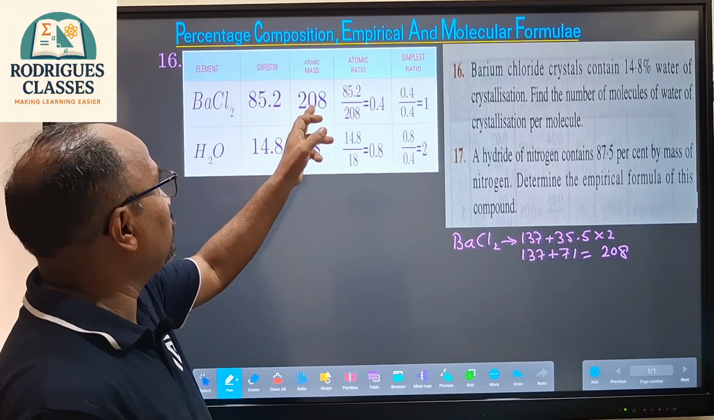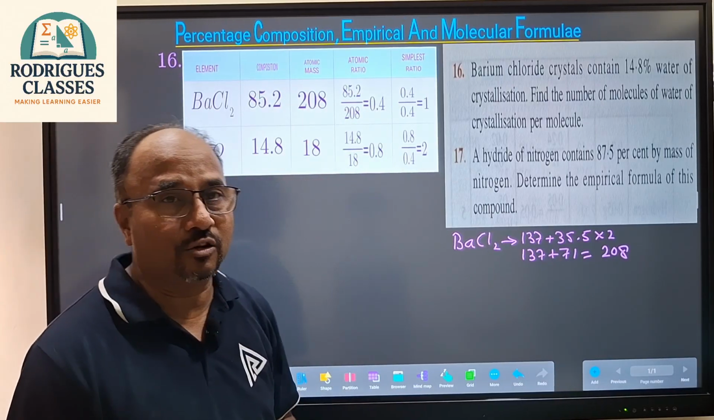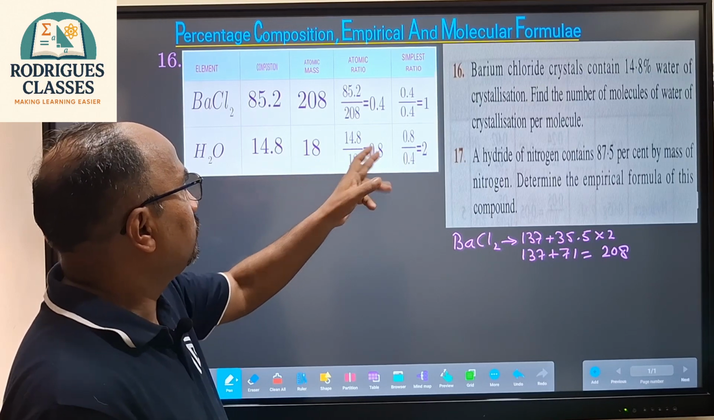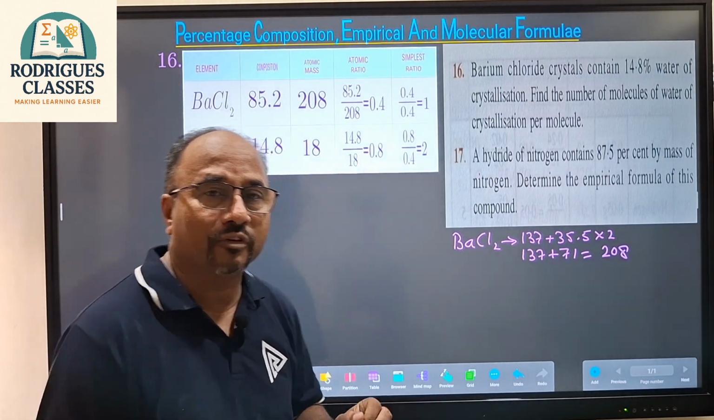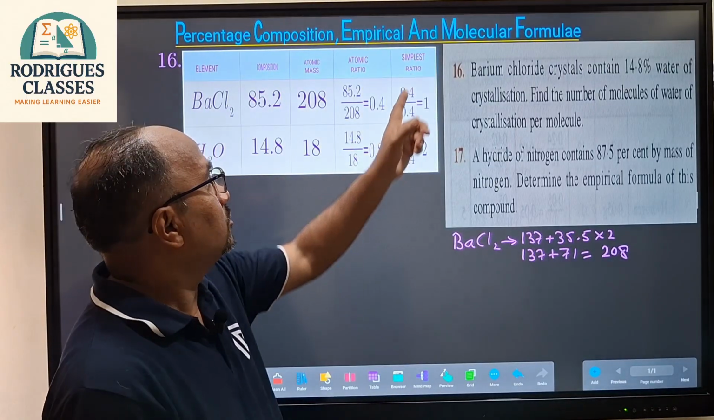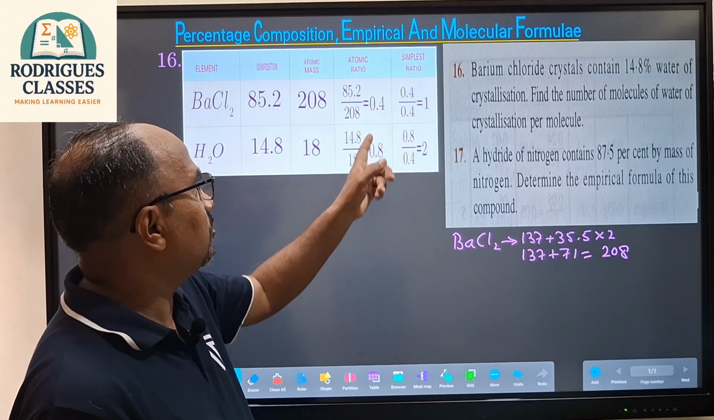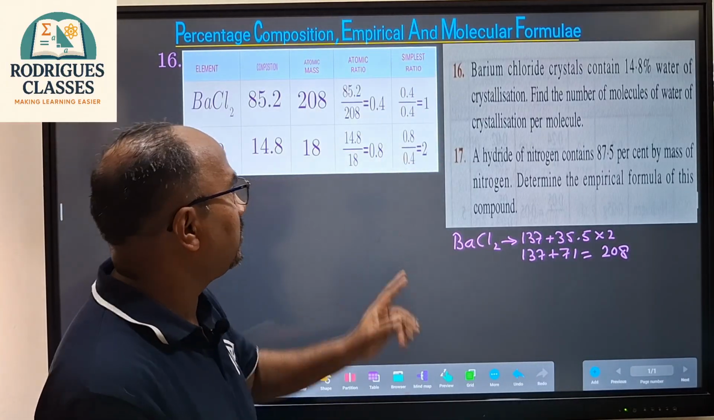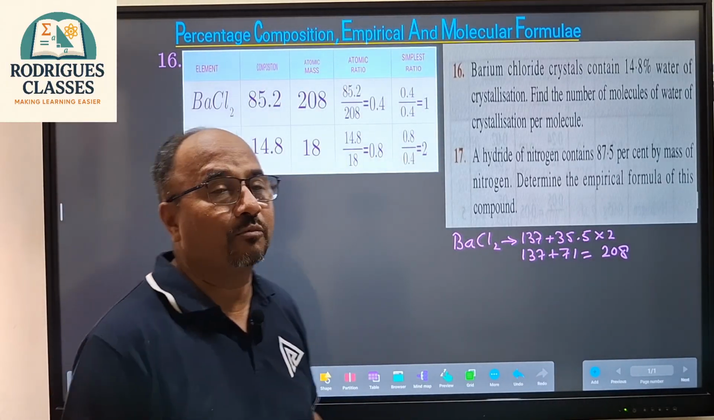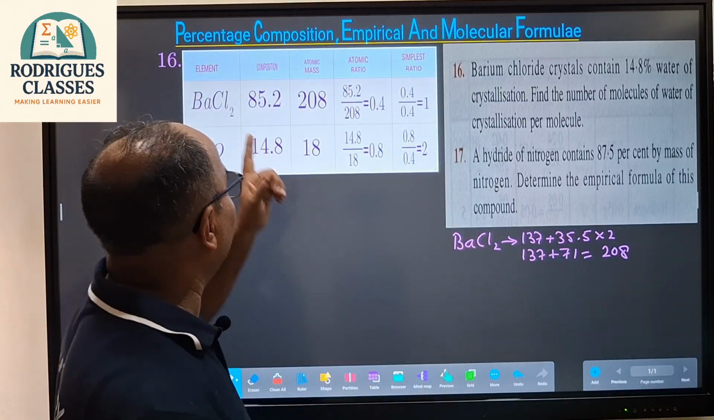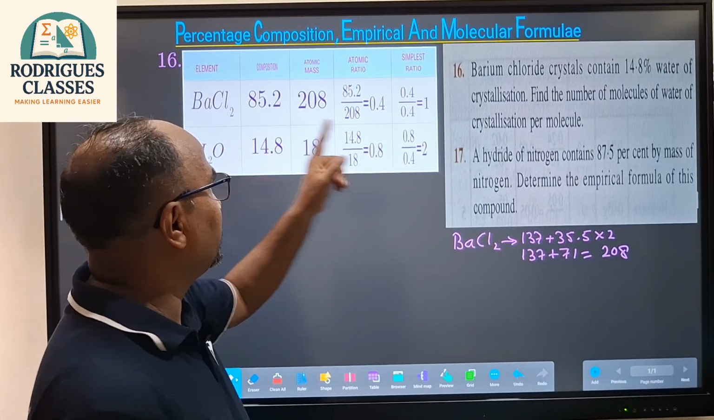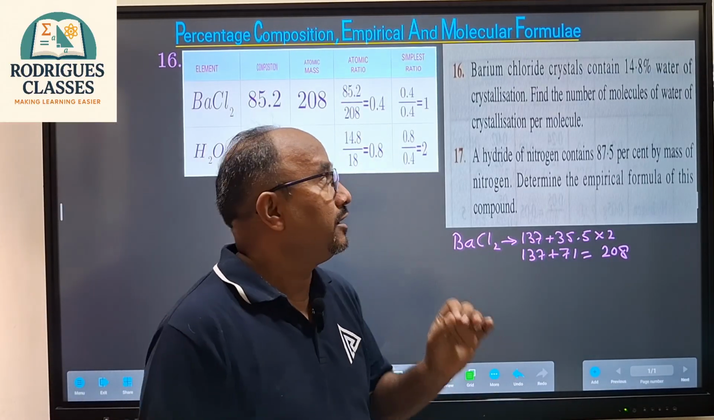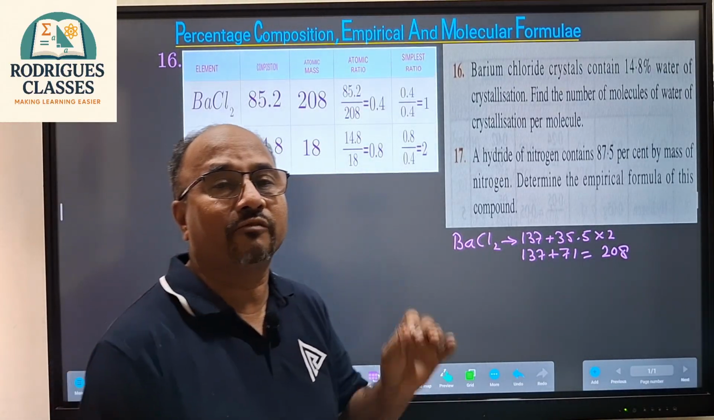So 85.2 divided by 208, you will get 0.4, and then 14.8 divided by 18 gives you, for water, 0.8. Now we go to find the simplest ratio. The lower one is 0.4 out of the two. 0.4 divided by 0.4 is 1, and 0.8 divided by 0.4 is 2. So now you see barium chloride is 1 and water is 2. It means per molecule of barium chloride, the number of molecules of water will be 2.